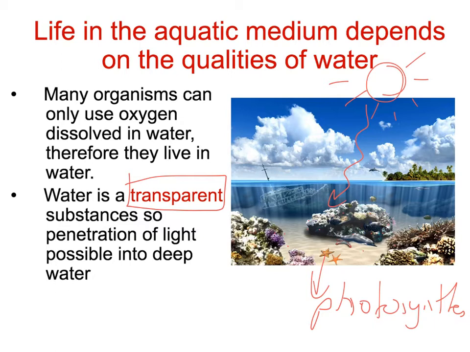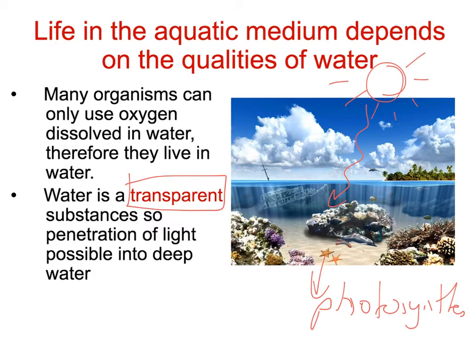And photosynthesis is a very important reaction to produce organic compounds. Therefore, when the light reaches the bottom of the water, the organisms can make photosynthesis and they can produce food for themselves and for other organisms.